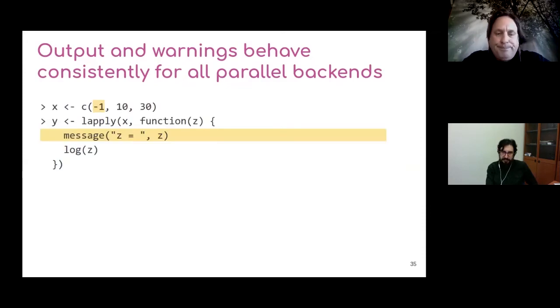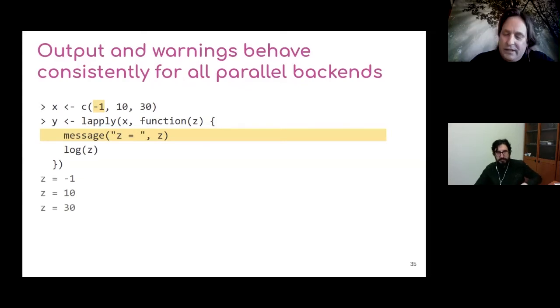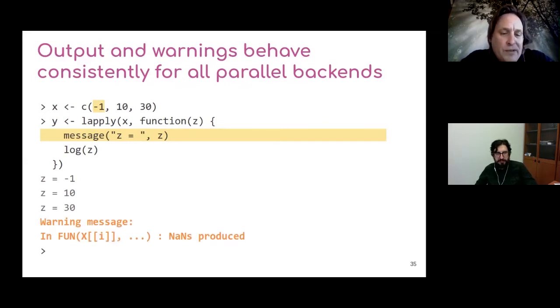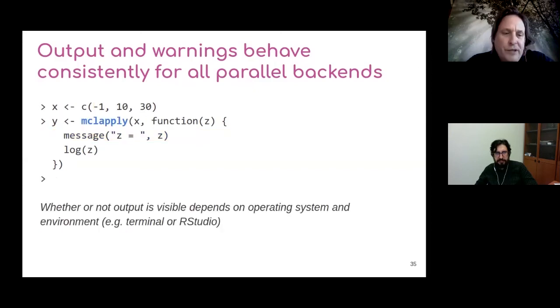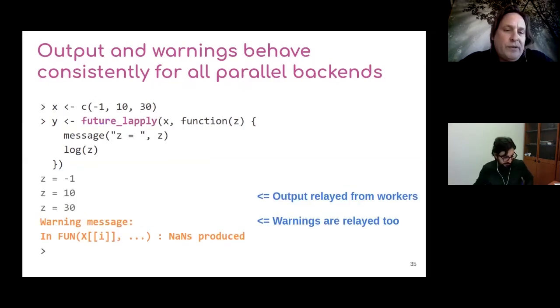Final toy example here. Imagine we have a vector of 3 elements, -1, 10, and 30, and we call log of those elements using lapply. But we also use message to show what the current value is that we evaluate. When we do this, we're going to see output like this, -1, 10, 30. That's from the message. We're also going to get a warning because log of -1 will produce a not a number here. If you use mclapply, this will work with various success. And depending on your environment, your terminal, RStudio, and so on, you might not see anything here. And you won't get the warning. And if you've done parallelization, you see this is quite hidden. With the future framework, this would just work.